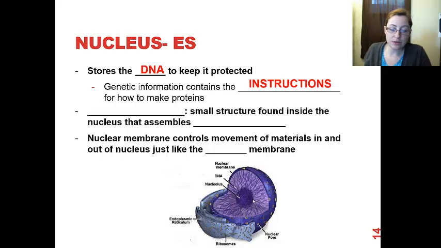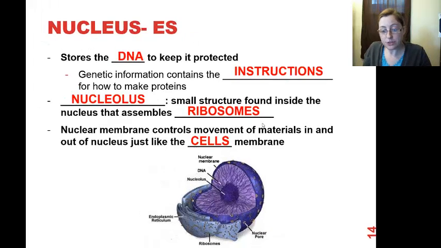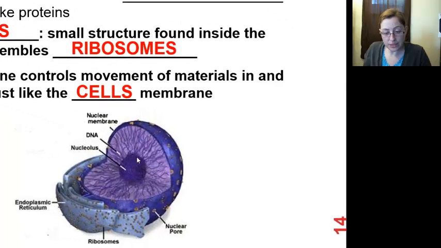Also inside the nucleus, we're going to have a small structure called the nucleolus. I know some of these words are weird, but just get used to them. Try and practice saying them too. And its job is to make ribosomes. And the nuclear membrane is going to wrap around the outside of it, and that's going to help control what moves in and out of a nucleus, just like the cell's membrane controls what moves in and out of the cell altogether.